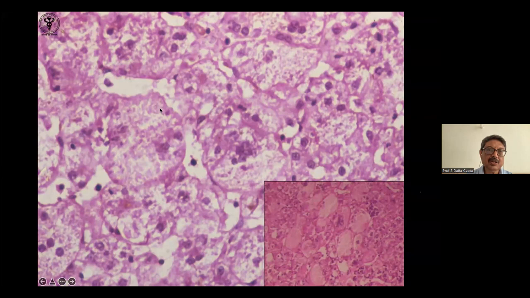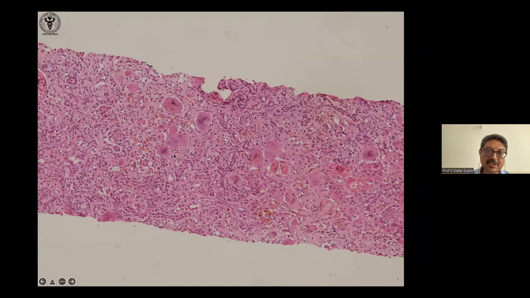Now, in children and in others, you not only get ballooning degeneration as a form of regenerating change, you often get three or more nuclei within the same cell. So when you get a large cell with three or more nuclei, you call that a giant cell. And this is typical in neonates, and it's called giant cell hepatitis. See, more than three nuclei here, they are large cells, and this is called neonatal hepatitis, where you get giant cells.